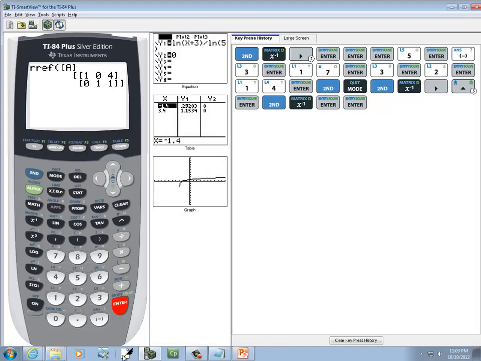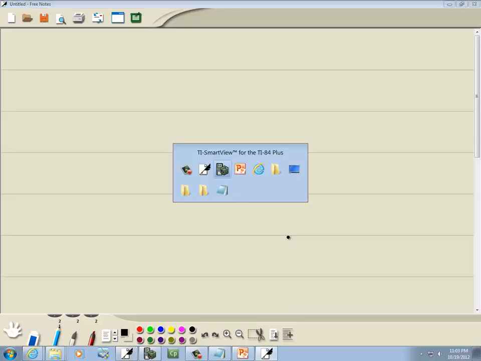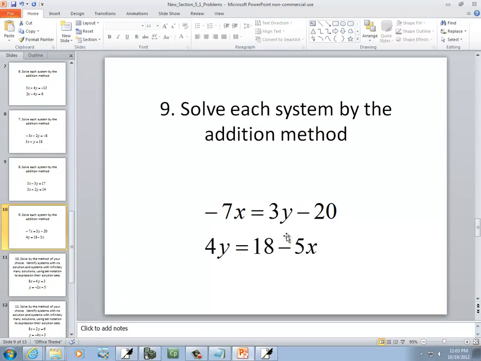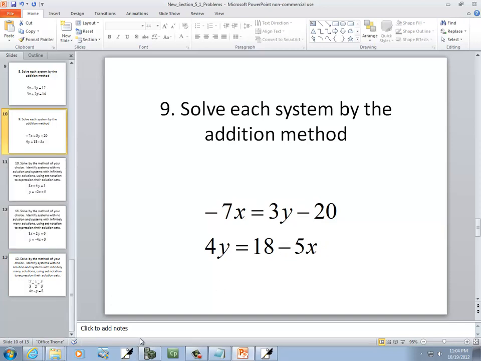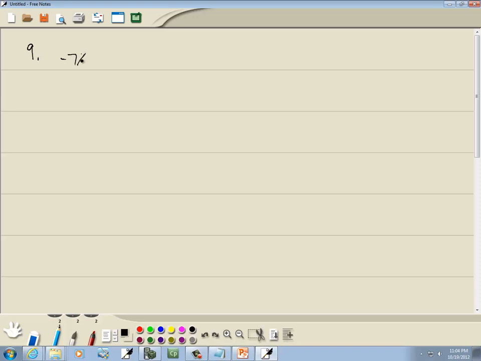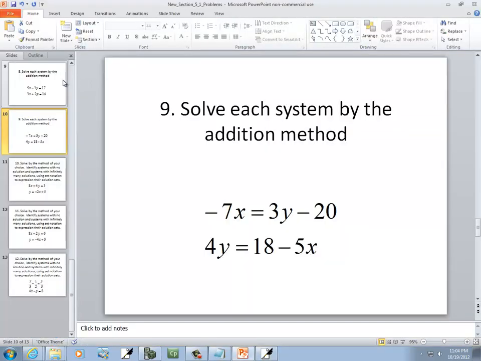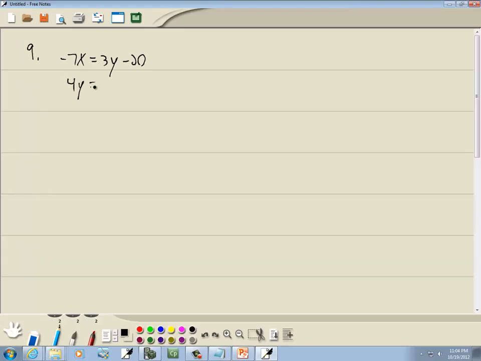Let me bring up another tablet, and we'll look at the next problem. So solve each system by the addition method. So we got negative 7x is equal to 3y minus 20. And we got 4y equals 18 minus 5x.